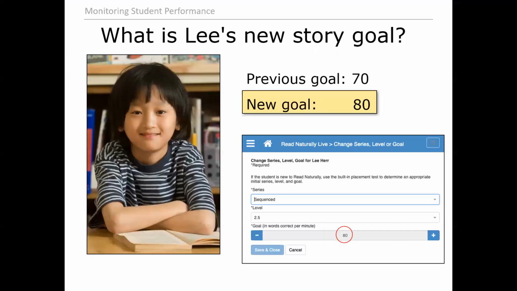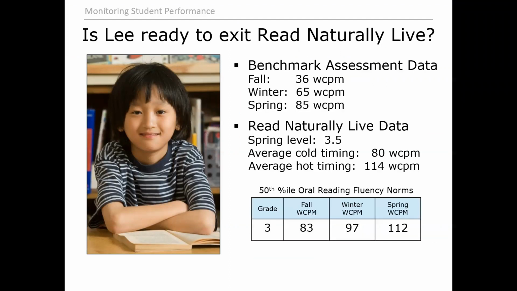Okay, so now let's go back to Lee for a moment. We talked about the fact that he needs a new goal. We raised his goal. I showed you how to do that. Now we need to just decide, do we think he's ready to be done with Read Naturally Live? Okay, so it's further on in the school year. We're going to take a look at his benchmark assessment data. Formal assessment data is what you ultimately need to look at to decide whether or not a student needs to use the intervention in the fall and whether or not they're ready to exit in the winter and the spring, right? So that is the best data we have.